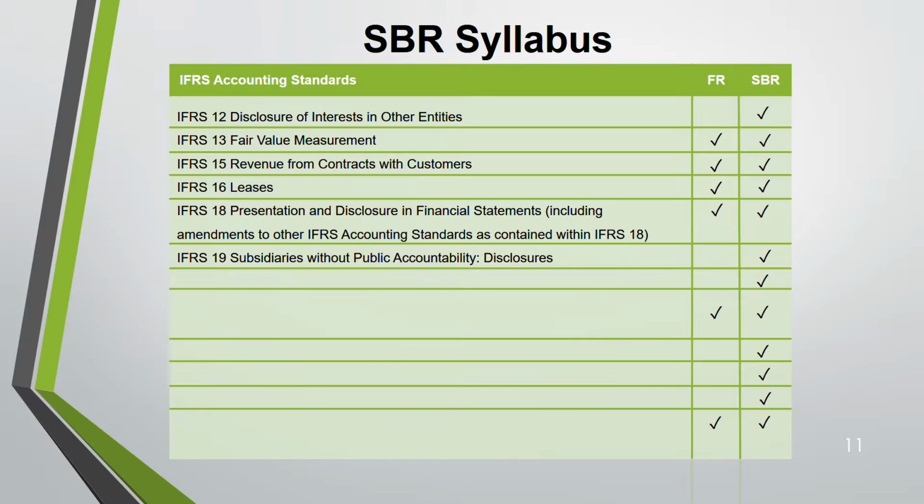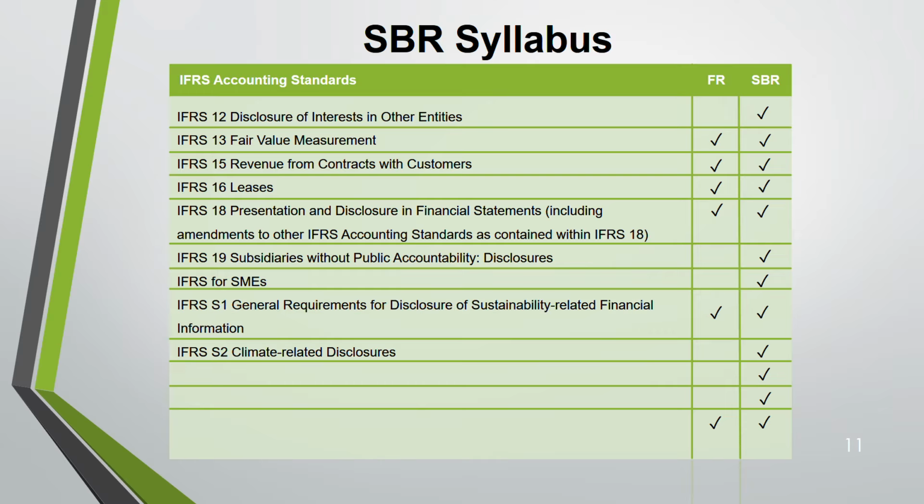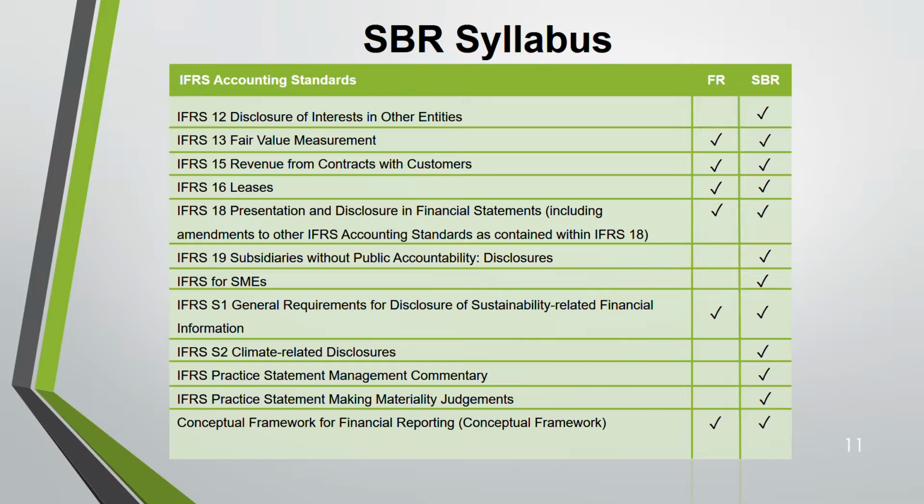IFRS 19 is for SBR, that is subsidiaries without public accountability. Then IFRS for SMEs is also for SBR. IFRS S1 is there for both. IFRS S2 is only for SBR. Then practice statement management commentary and practice statement making materiality judgements is there for SBR only, not FR. And conceptual framework is there for both.